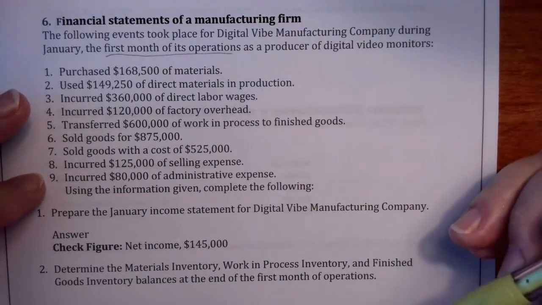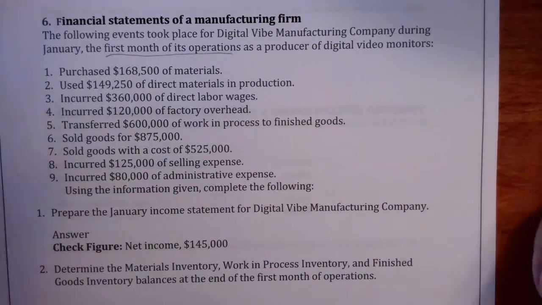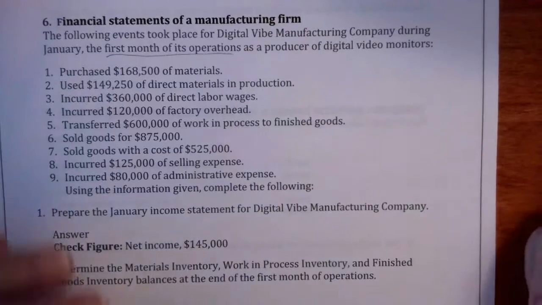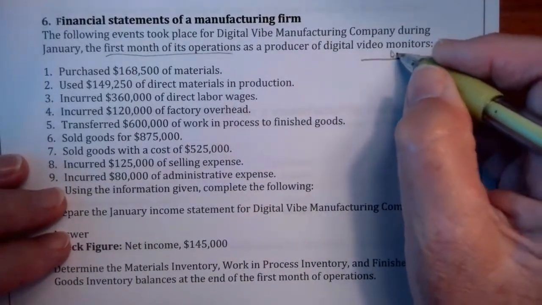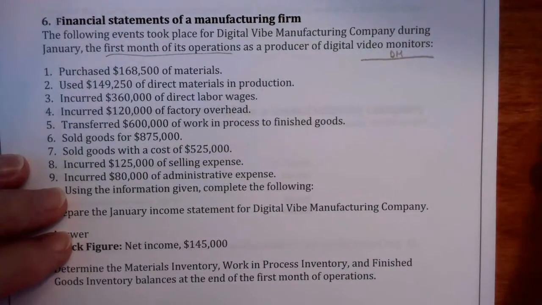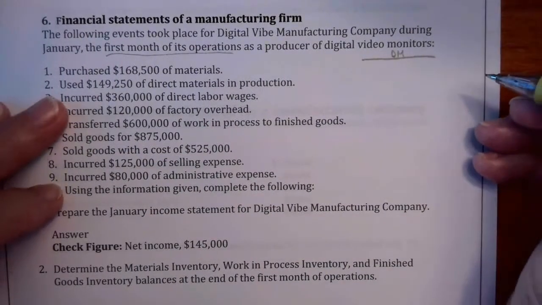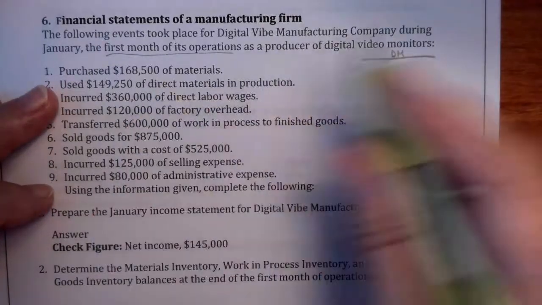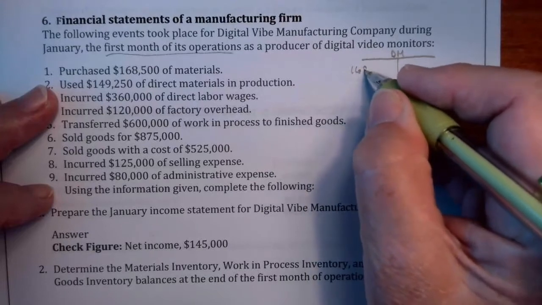So let's see how we're going to do this. They gave us a check figure here for net income, which is handy. But what I do is I start out with T accounts and I trace all the dollars moving around. So then I know what my cost of goods manufactured is, cost of goods sold is. I've got all my facts, and then I can do the statement. Okay, so they purchased direct materials of $168.5.